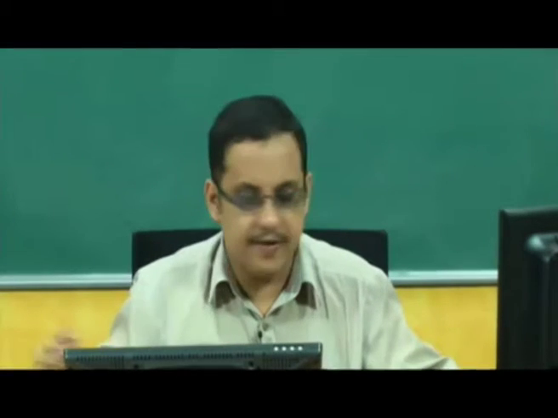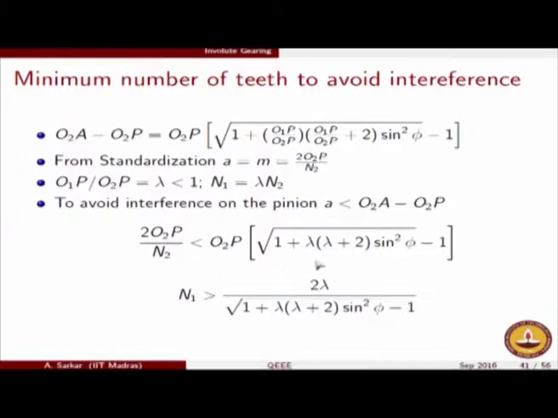So therefore the interference condition will be mainly given in terms of the number of teeth on the pinion, and that condition, as we have worked out, comes out as 2 lambda divided by square root of 1 plus lambda into lambda plus 2 sine square phi, minus 1.